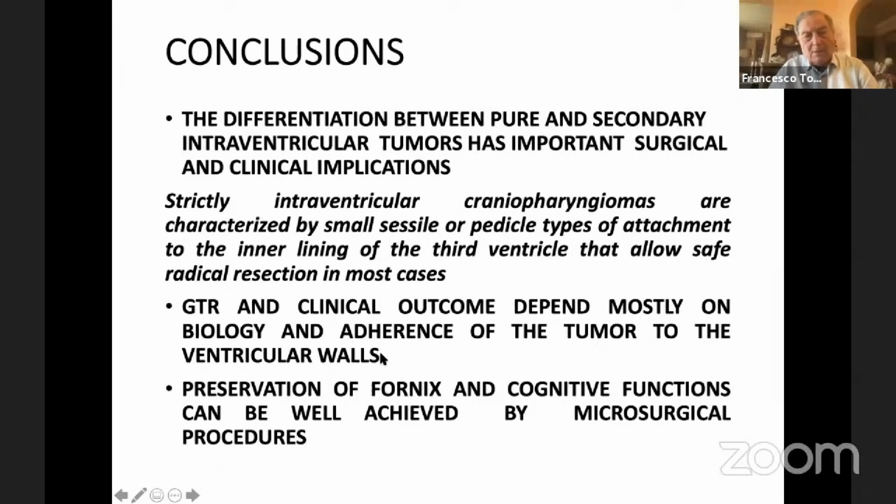There is a legend in neurosurgery that the transcallosal approach leads without any doubt to cognitive deterioration or to cognitive disturbances. This is a legend, because if we can preserve the fornix and the adjacent structures, as I showed before, the cognitive functions can be well preserved by microsurgical procedures. I thank you so much for your attention.